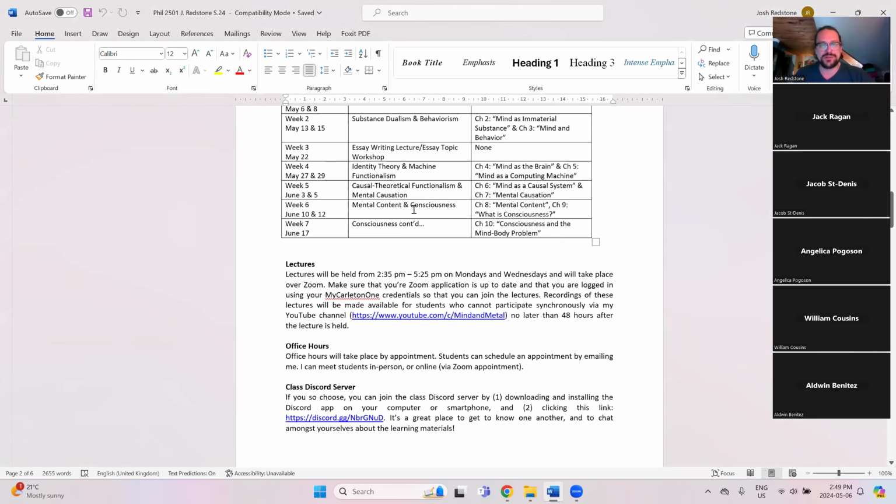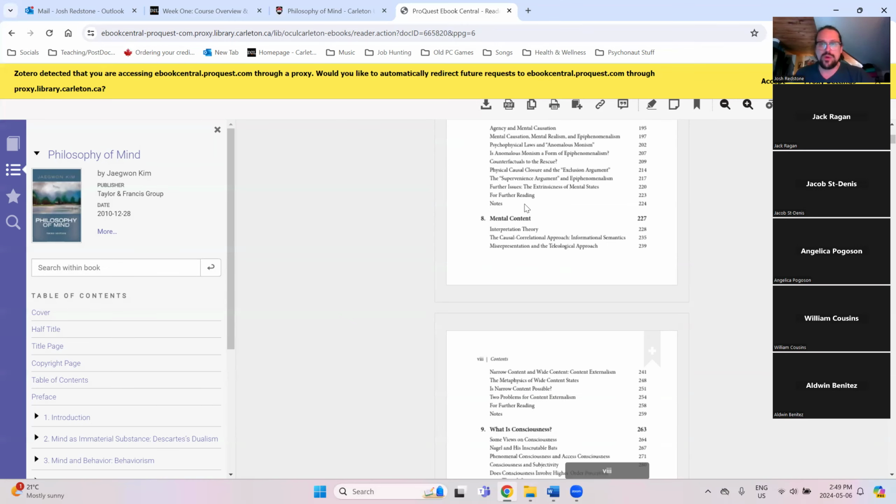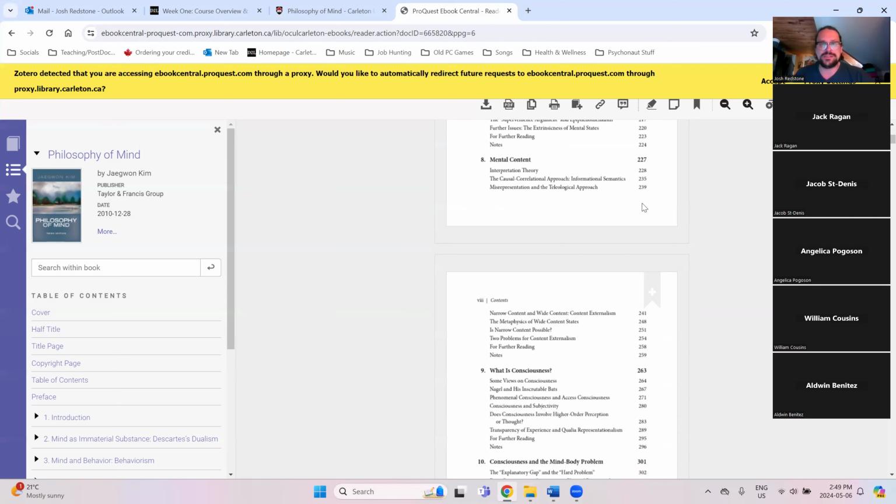Week 6, mental content and consciousness. Where do mental states get their content from? Mental states have content. It's a property of mental states that we call intentionality. They have content. In other words, they are always about something. But how does that come to happen? That's what we'll be exploring in chapter 8.